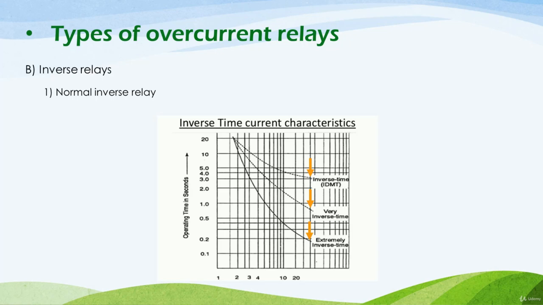And we can compare between the three types if we suppose that the current value is that one, so it cuts the three curves at three different points. Here for the inverse definite minimum time, as it has the lowest slope, it has the largest time, 4 seconds, while the very inverse type has an intermediate slope, so its delay time is intermediate, 2 seconds, and the extremely inverse type has the largest slope, so it has the lowest delay time, 0.4 seconds only. Very good.